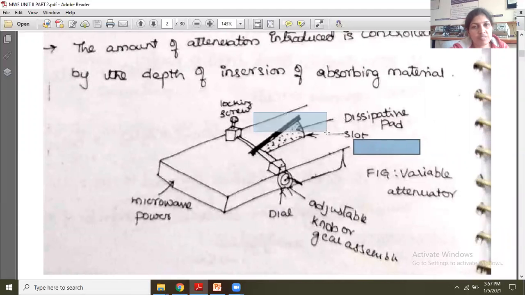Because this pad position is variable, it provides variable attenuation. That means if it is deeply inserted, it will provide maximum attenuation, and if the pad is pulled outside, it will provide minimum attenuation. Depending on the depth of insertion, the attenuation varies. Hence, it is known as a variable attenuator.